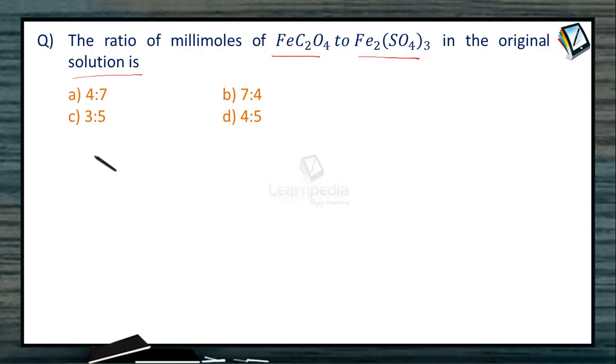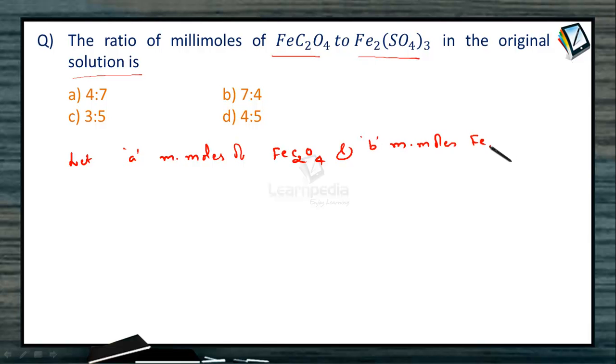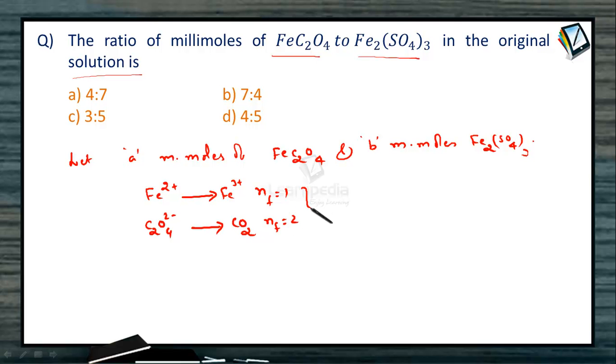Let A millimoles of ferrous oxalate and B millimoles of ferric sulfate be present in the mixture. During the oxidation with KMnO4, the ferrous ion from ferrous oxalate gets oxidized to ferric ion with an N factor of 1, and oxalate gets oxidized to carbon dioxide by acidified KMnO4 with an N factor of 2. Thereby, the total N factor is equal to 3.